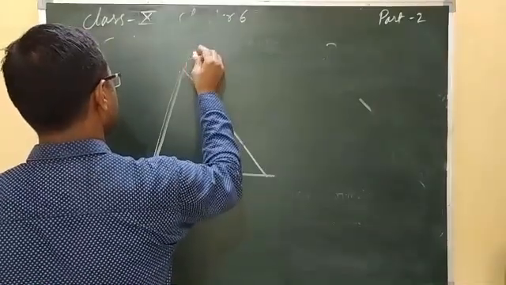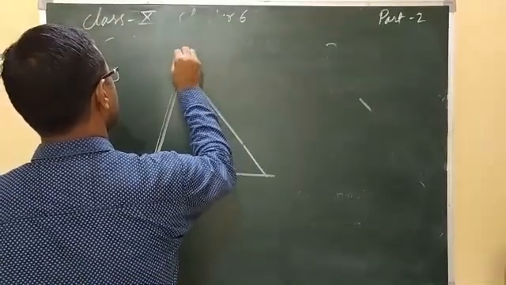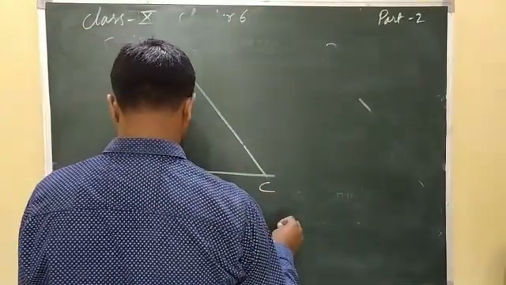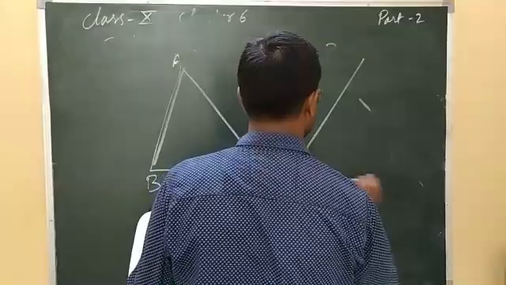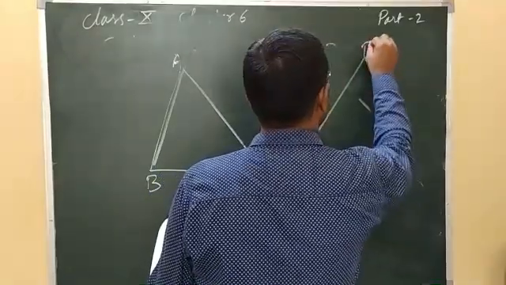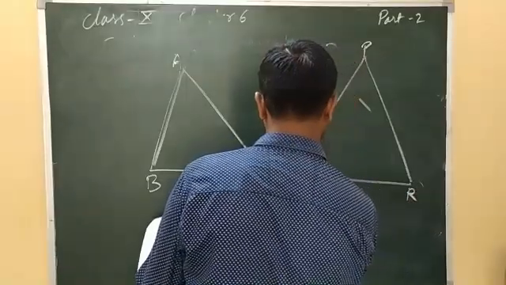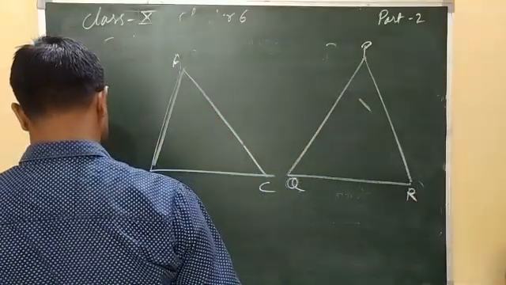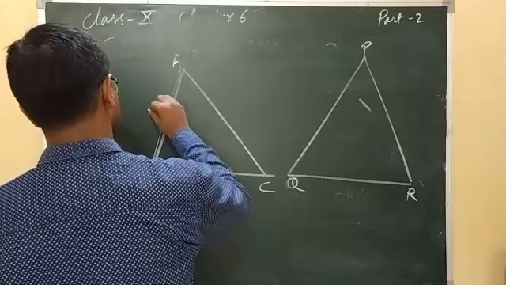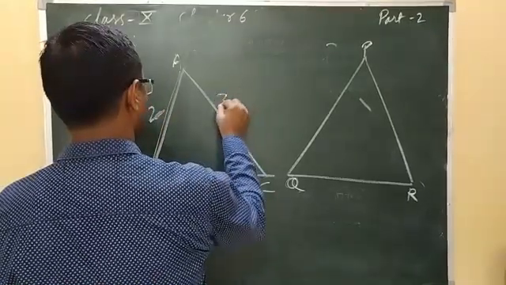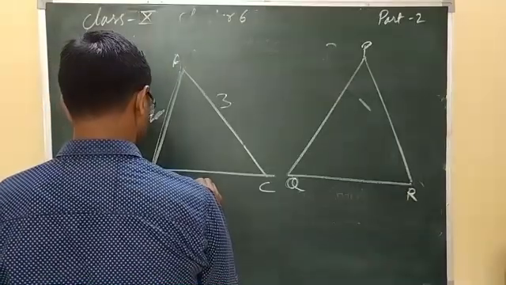Here we can see that here it is A, B and C. Another triangle is P, Q and R, and here we are having AB as 2 and AC equal to 3 and BC as 2.5.